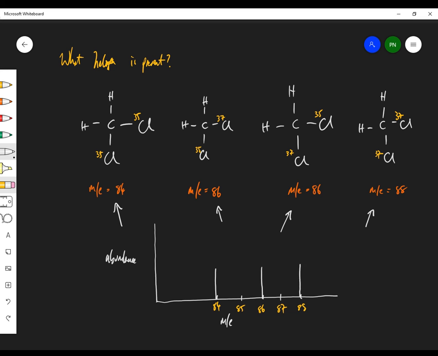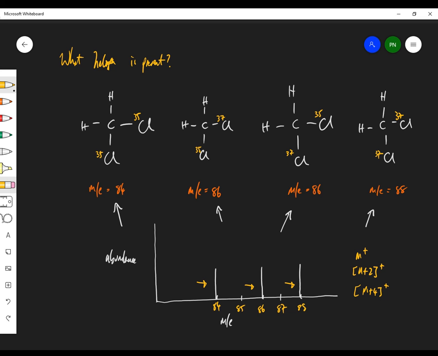So when there's two halogens in the molecule, we have an M peak, an M plus 2 peak, and an M plus 4 peak, because there's two halogens. Now, what are the relative heights? I've drawn them as 1 to 1 to 1, but they're not as simple as that.